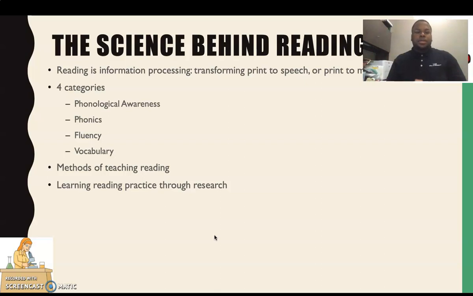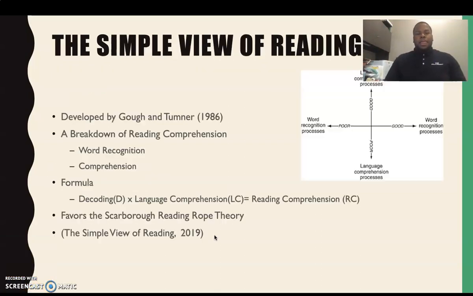And also this concept of reading has many research ideas that have come about from many researchers from the past all up into the present. They've done so much research as far as how can we make students better readers, or what ways can we have students be acclimated to be better readers. So let's start with the simple view of reading.